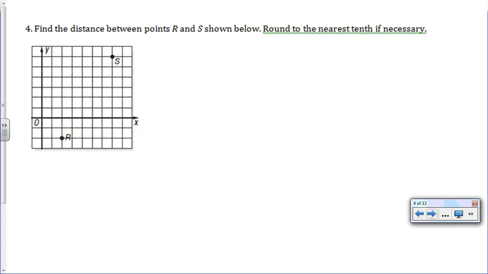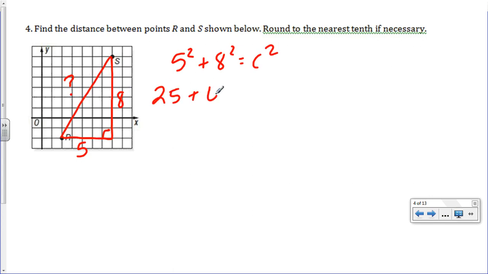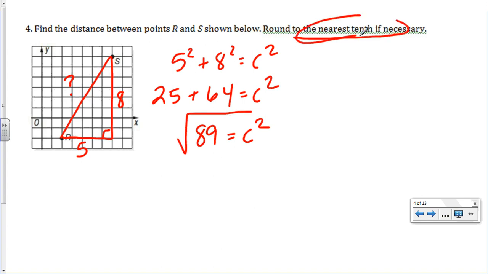So I'm going to do the Pythagorean theorem first. Draw my right triangle in. Now I'm going to count up my sides, and I get 1, 2, 3, 4, 5. 1, 2, 3, 4, 5, 6, 7, 8. So those are my legs. I'm trying to find my hypotenuse. So 25 plus 64 equals C squared. Add, because I'm trying to find a hypotenuse. So 89 equals C squared. Take the square root. And again, I'm told to round to the nearest tenth. So the square root of 89 would be 9.4.